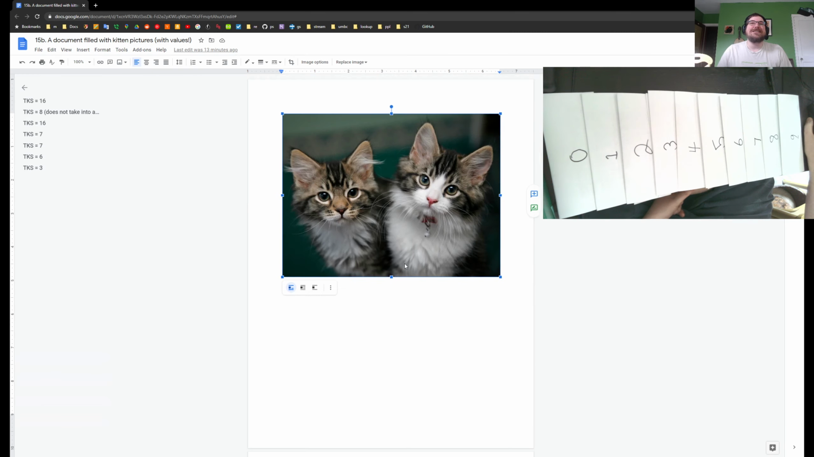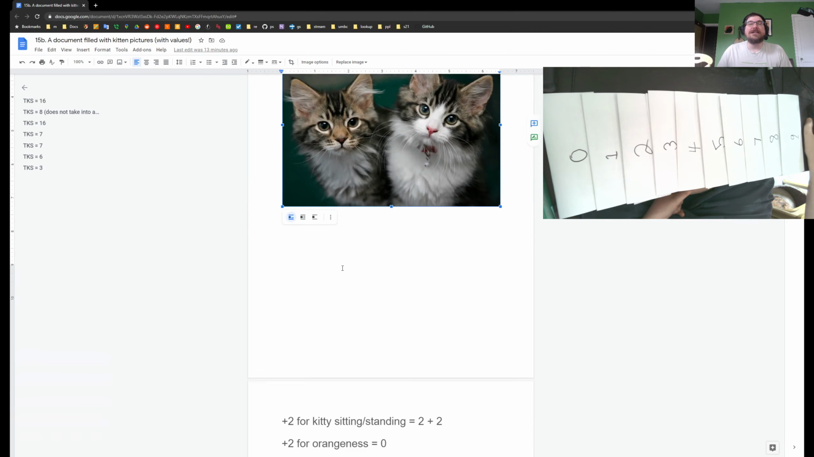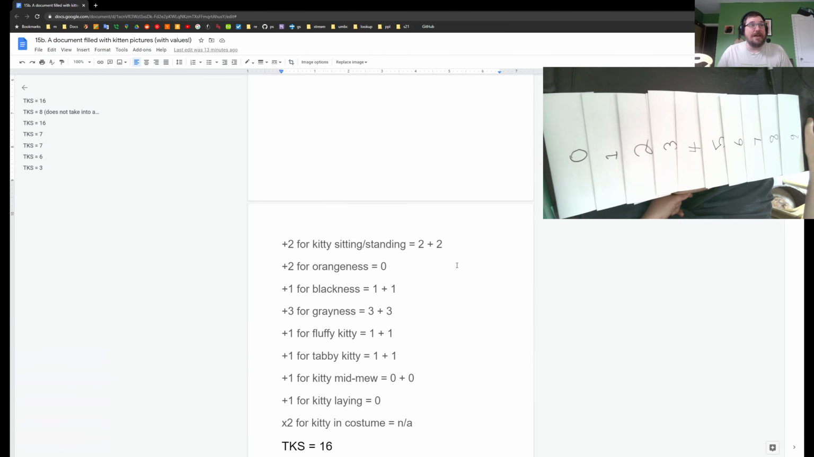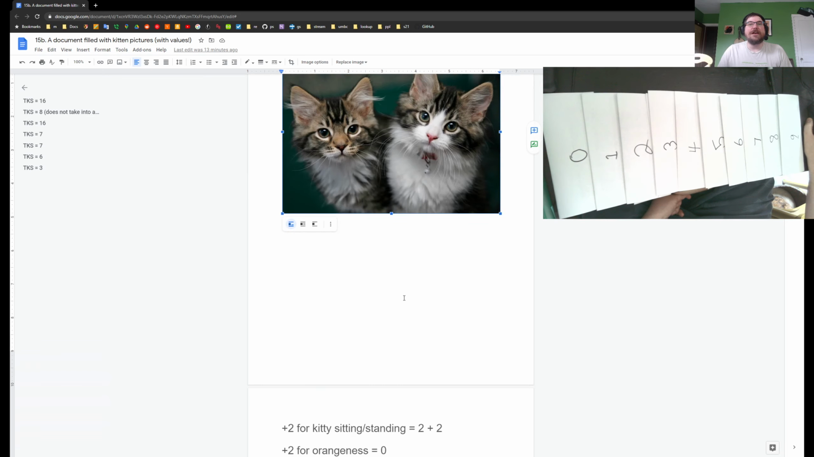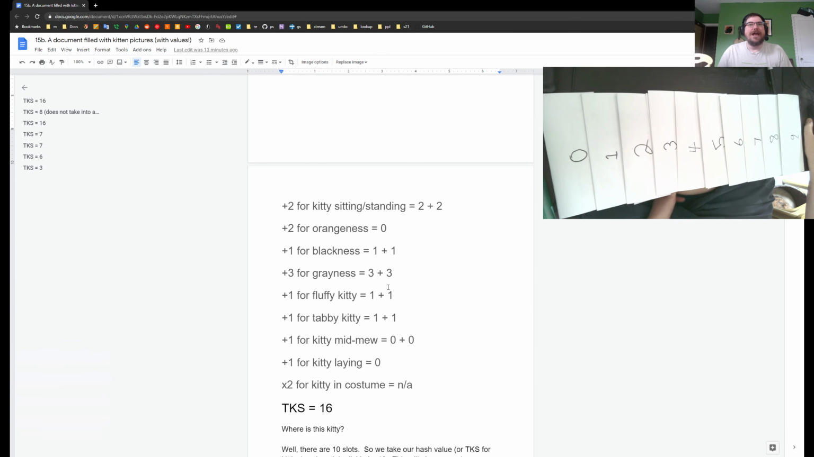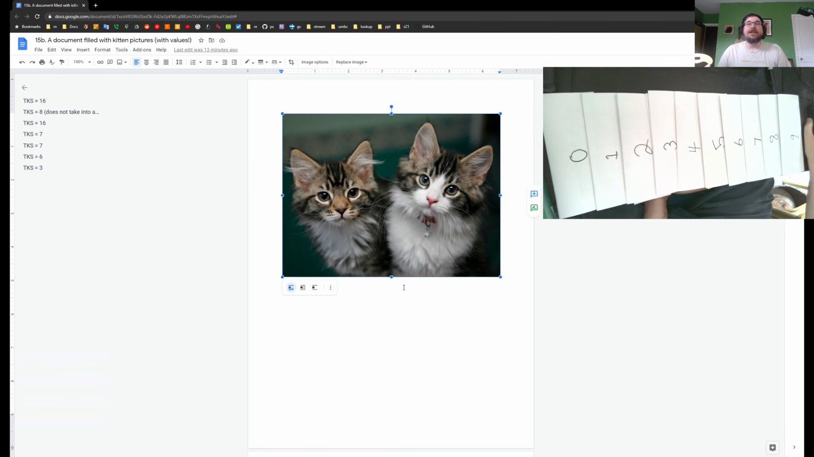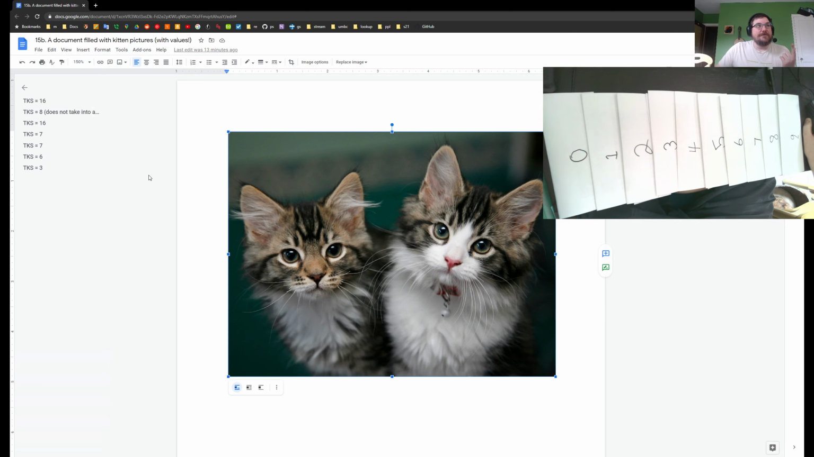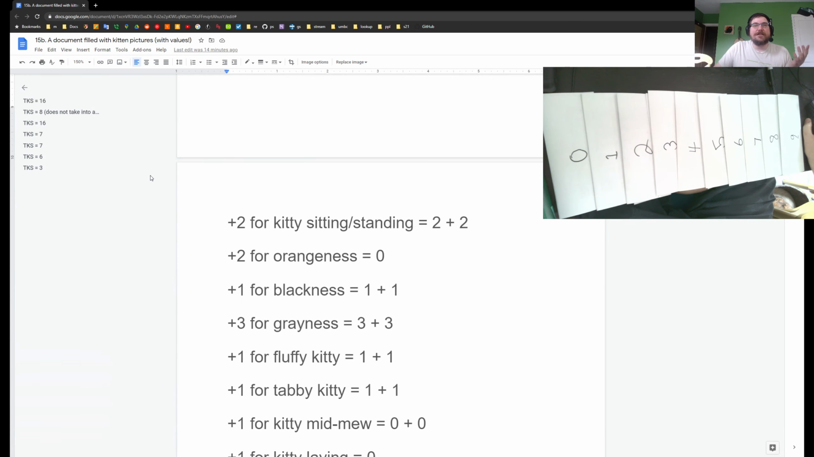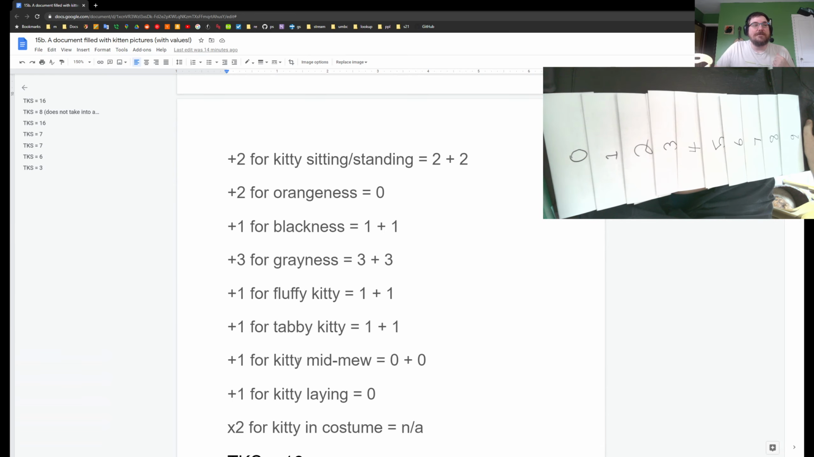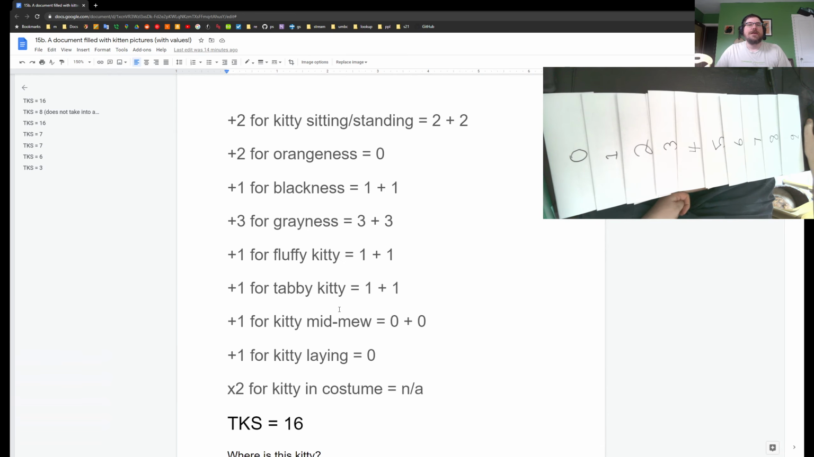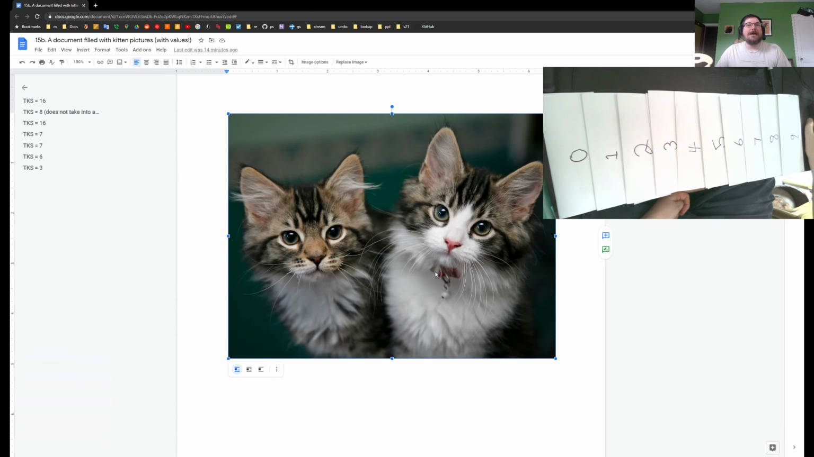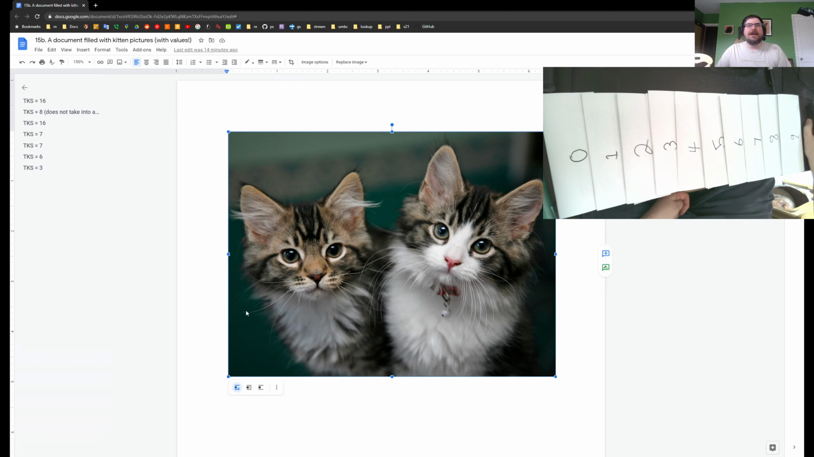Then orangeness, none of these kitties are orange. Blackness, these kitties have some black in their fur, so we're gonna count that. So that's 1 point. 3 points for grayness. They also have some grayness in their fur. Excellent. Plus 1 for a fluffy kitty. All right. So first of all, as total cat score commissioner, I get to determine fluffiness. These are definitely fluffy kitties. So they each get a point for being fluffy, bringing us to 2 points for that. Then plus 1 for tabbies. These are tabby kitties. Tabby kitties are the ones with these kind of tiger stripes situations, and they usually come in gray and orange varieties.